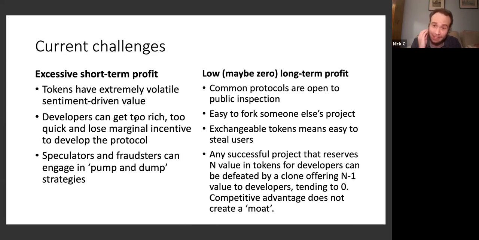And then the other problem is actually the opposite problem. We have low, maybe zero, long-term profit when you're delivering common protocols. The reason is that common protocols are open to public inspection. It's very easy to fork someone else's project. You just inspect it, copy it, repackage it, and offer a slight variation on it.